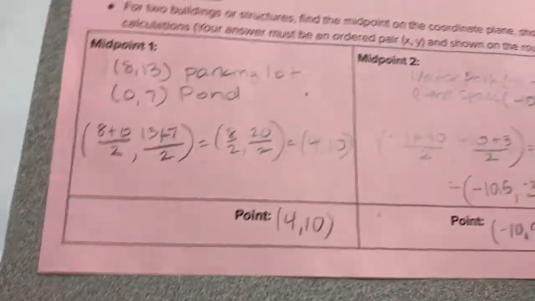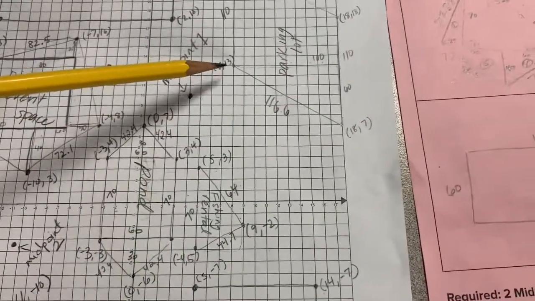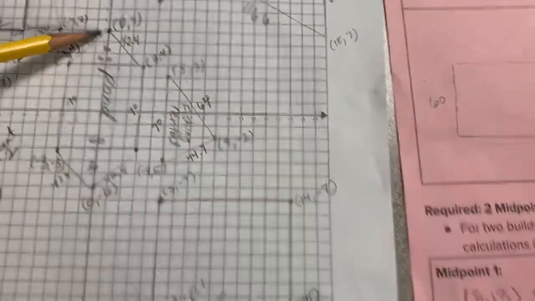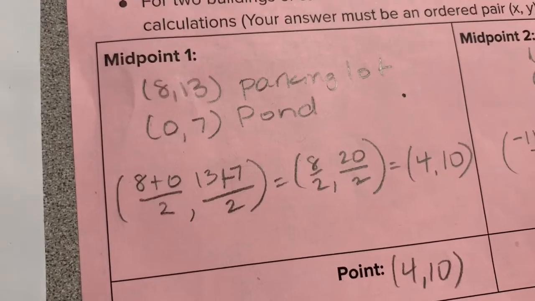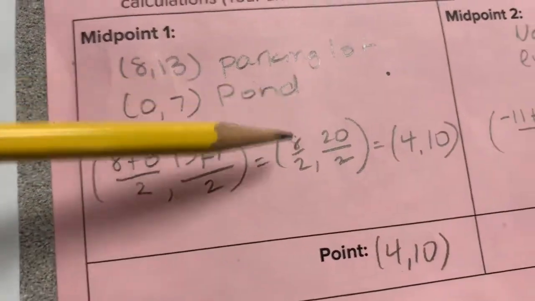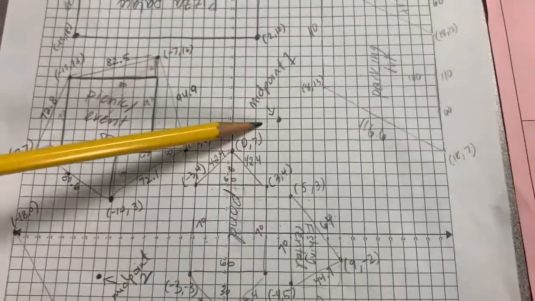My midpoint here, I get 2 midpoints. I did one for my parking lot, which is right there, to my pond, which is right there. So I added the x's, 8 plus 0 divided by 2. Added my y's, 13 plus 0 divided by 2. I got 4, 10, which is that point right there.